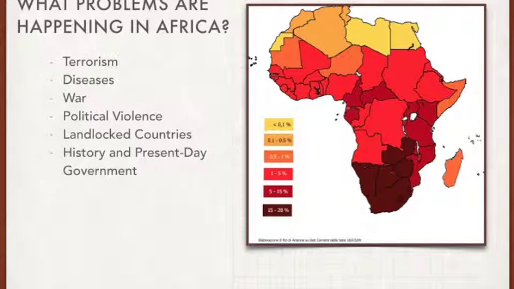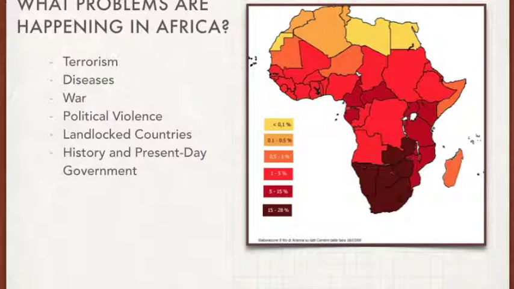What problems are affecting the African region right now? Well, there's terrorism, there's diseases like AIDS and malaria or HIV. There's war, there's political violence where the government is corrupted or the citizens aren't happy with the current government. And the new thing for me is landlocked countries. From my research, landlocked countries are countries where the government blocked medical supplies and food and water for themselves instead of providing them for the citizens.